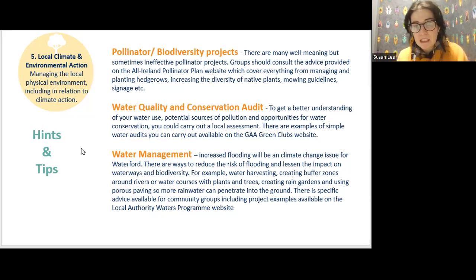A quick note on water management. We all saw the effects of Storm Babette and Storm Ciarán and Storm Debbie, not so much down here, but flooding is an issue, and it's a big impact we're going to see from climate change. Obviously it is something that's going to be affecting Waterford. So there are ways to reduce the risk of flooding or lessen the impact, and that's all about climate resiliency. On the Law Pro website, the Local Authority Waters Programme website, they've got great examples of projects community groups have done around this, and advice for groups who want to do water management projects. So I just want to point that out to you. So that's some of the practical project elements I want to flag with you.